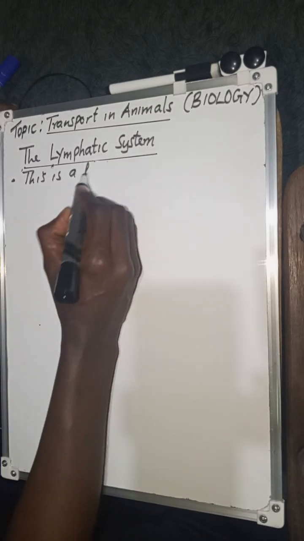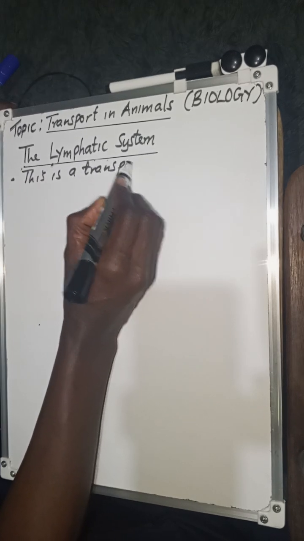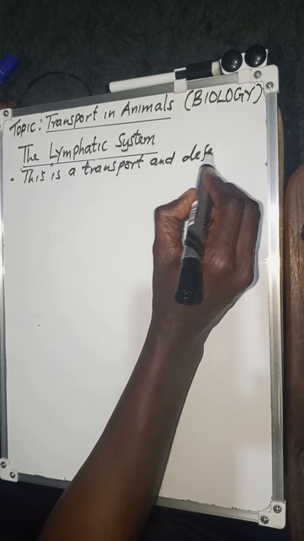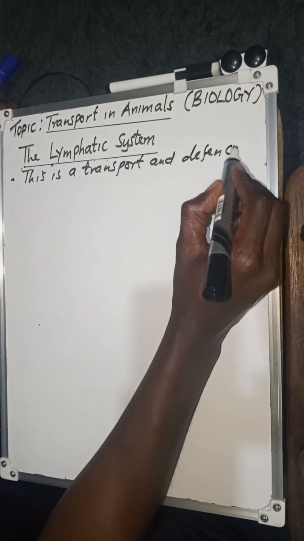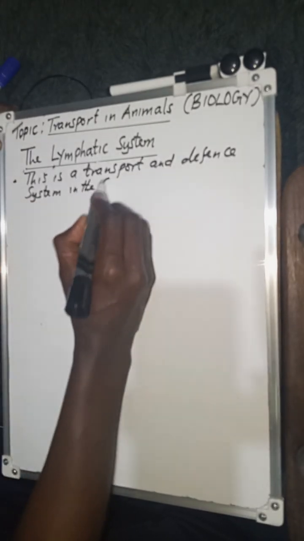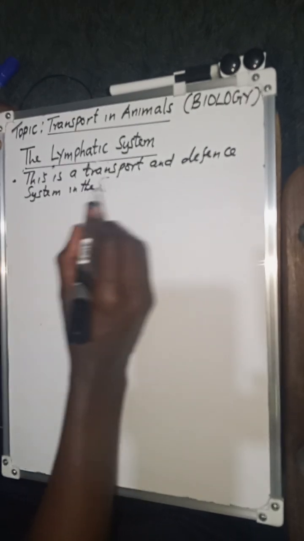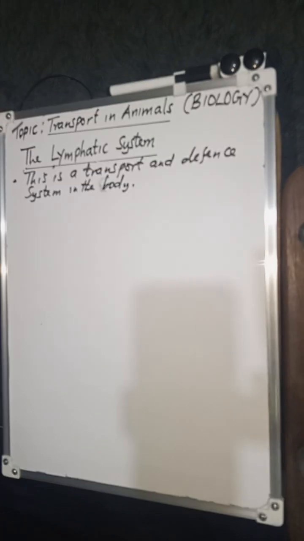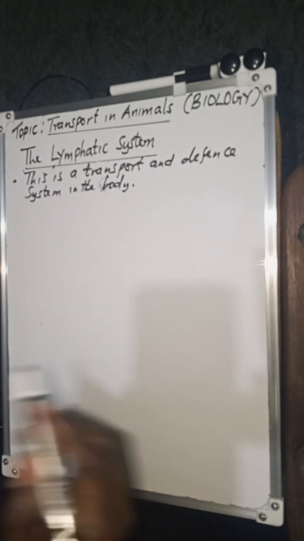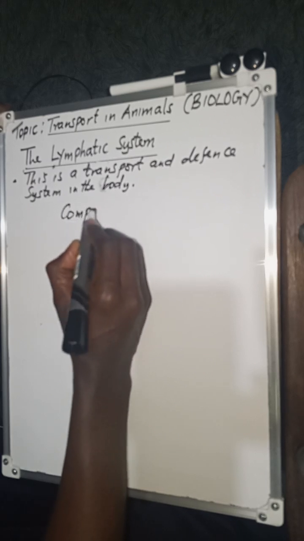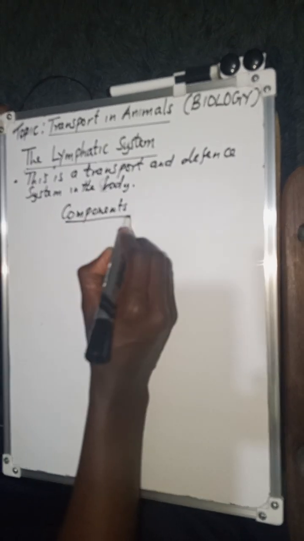this is a transport and defense system in the body. So it is simply a transport and defense system in the body. So there are components that the lymphatic system is made up of that will help to defend the body against diseases. So what are the components? So we can talk about now what are the components of the lymphatic system.